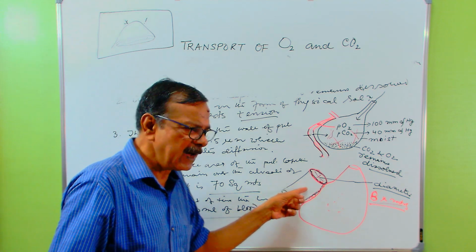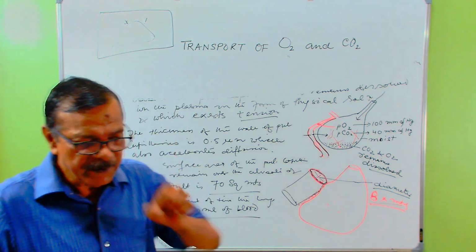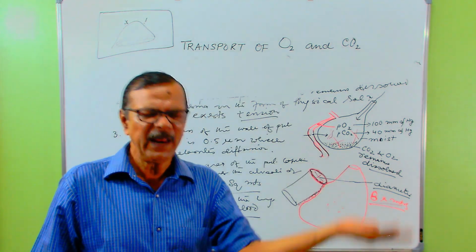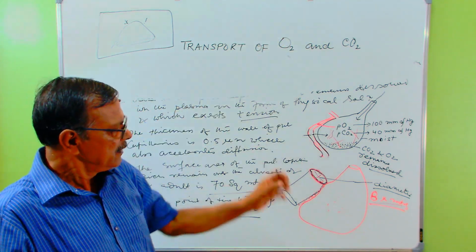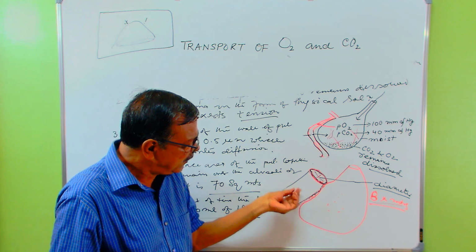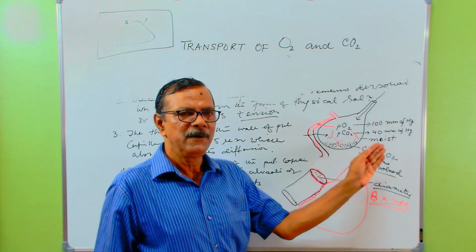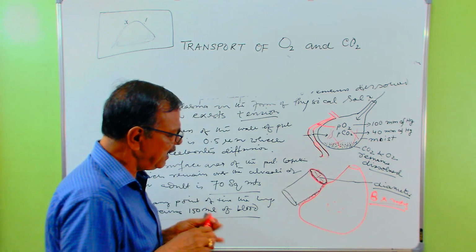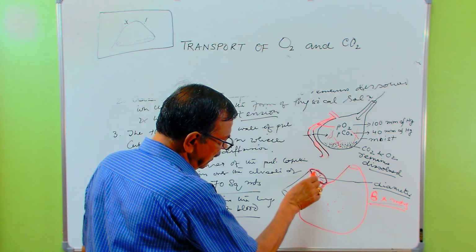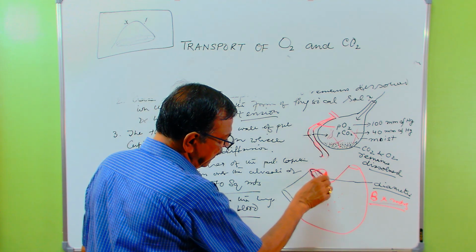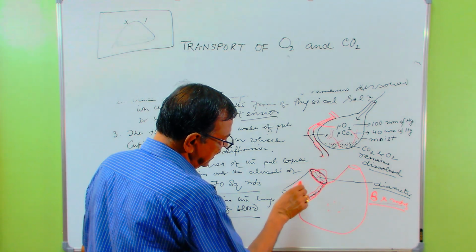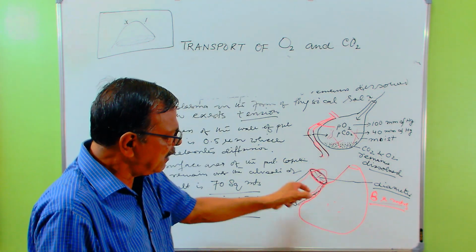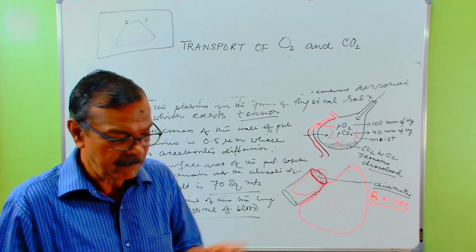Now, it is the RBC which brings the CO2 as well as O2 in the form of oxyhemoglobin and carbaminohemoglobin, which I am coming to. So this RBC flows through this entire network. Whenever RBC flows, the outer wall of the RBC touches everywhere. RBC is big like this, so whenever it passes through, it touches the wall of the pulmonary capillaries.